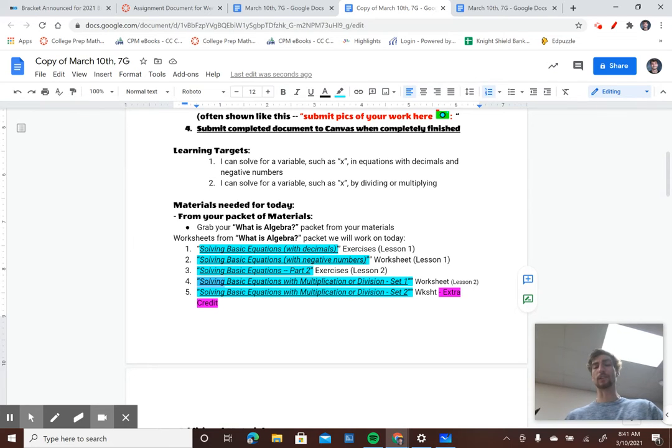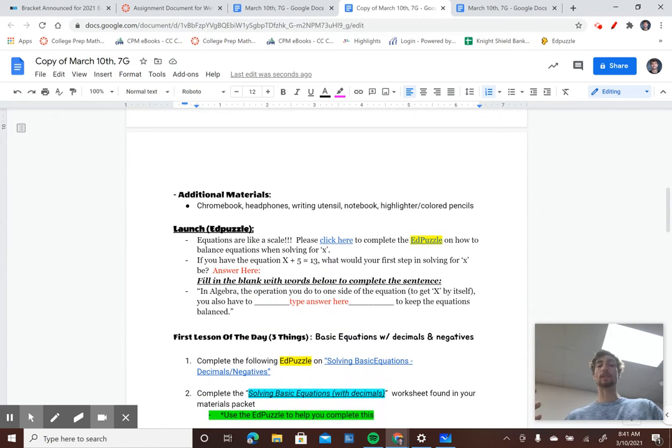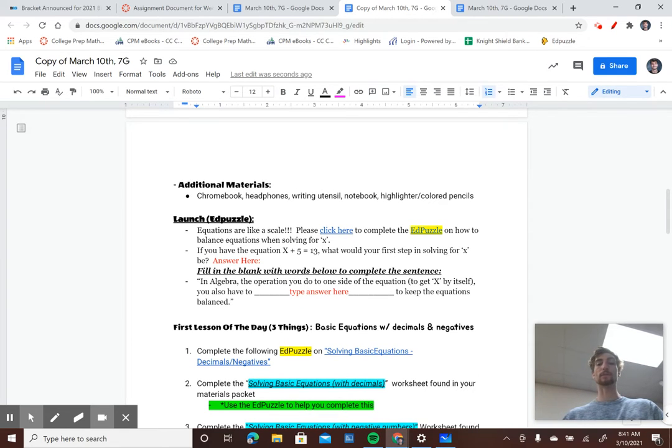And they're kind of the main learning targets of today, which is using multiplication and division to solve for x. The additional materials that you'll need are Chromebook, headphones, notebook, highlighter, and colored pencil.